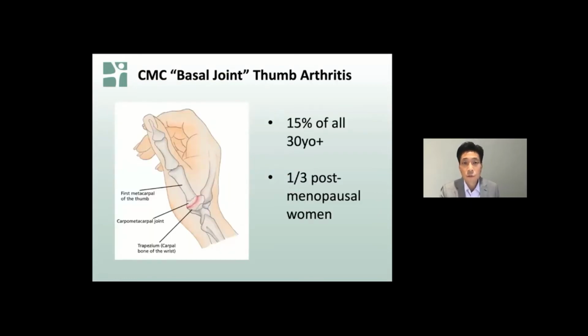All right, so to start, CMC basal joint thumb arthritis. They're kind of interchangeable in our world. We call it CMC because it's carpometacarpal. It's also known as the basal joint of the hand. So this relates to this specific joint down at the bottom here, and you'll see that in red.